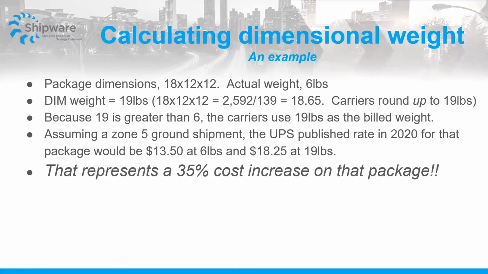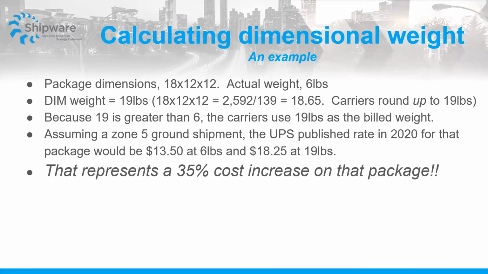We divide it by their dim divisor of 139, we get to 18.65 dimensional pounds. The carriers round up, so they're going to round that package up to 19 pounds. So you've got a 6-pound package that has now been dimensionalized all the way up to 19 pounds. And because 19 is greater than 6, the carriers use 19 as the billable weight.